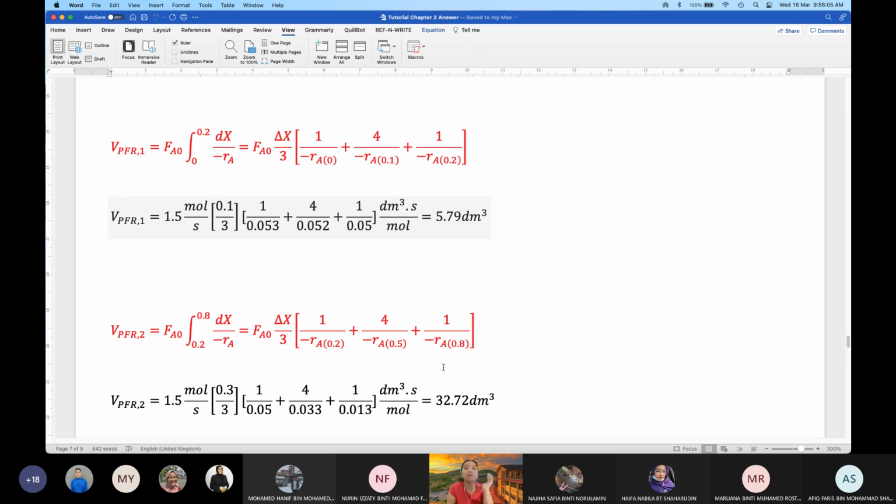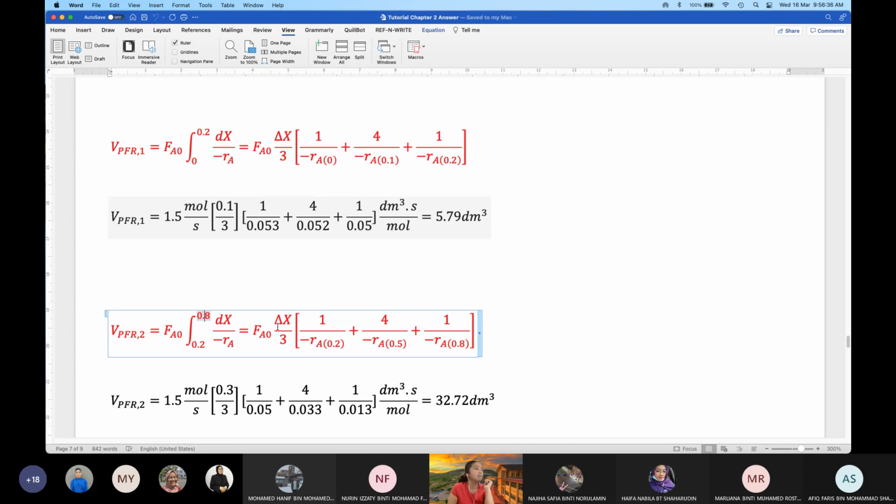Okay, so let us calculate for the second PFR. So, volume for the second PFR equals FA0 integrating from 0.2 to 0.8. So kenapa? Because second reactor, I'm now converting from 20% to 80%. Kau bayangkan kita nak convert yang baki daripada 20% tu, kita nak convert sampai ke 80%. Okay, then dX per minus RA. Then Simpson one-third rule. So FA0, still the same.